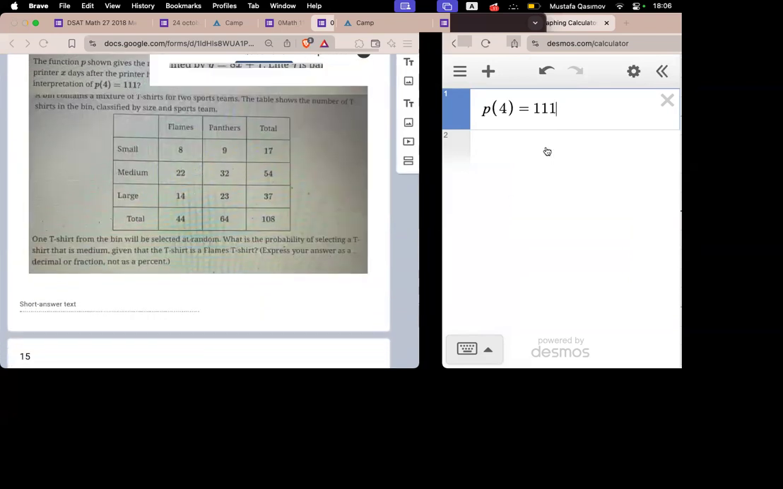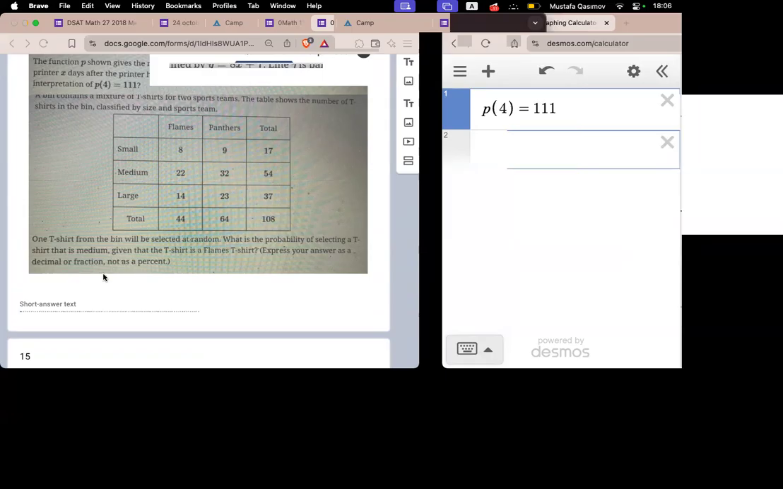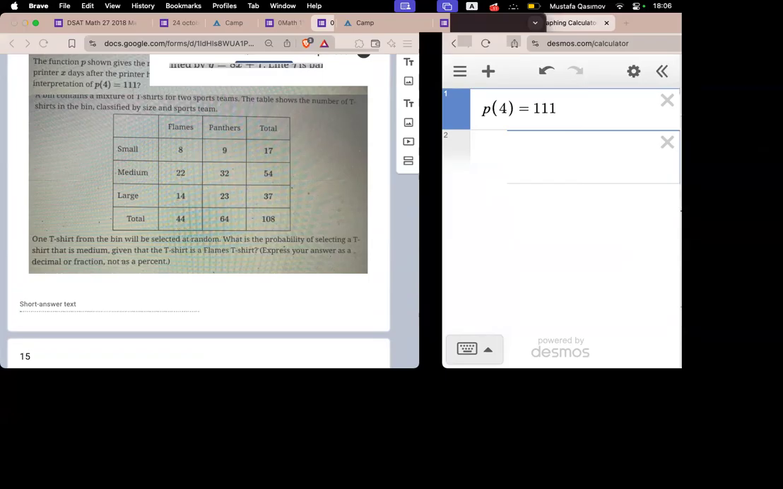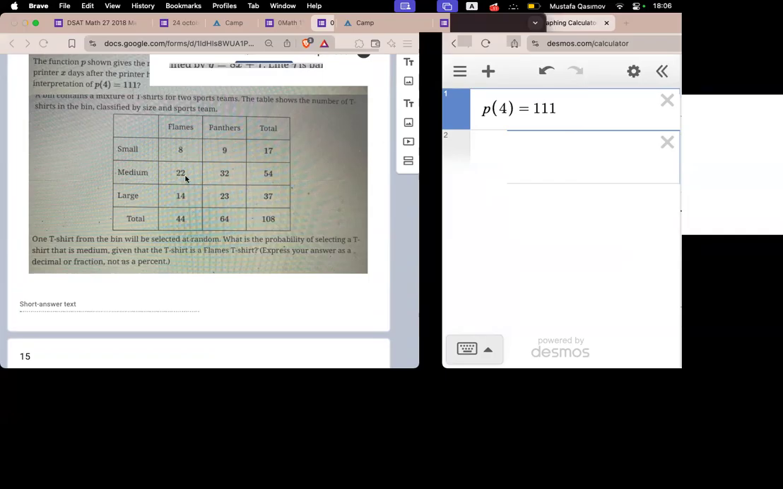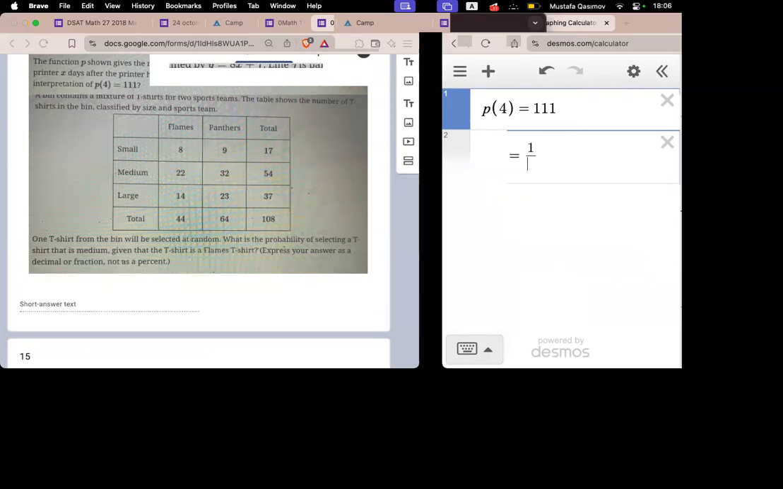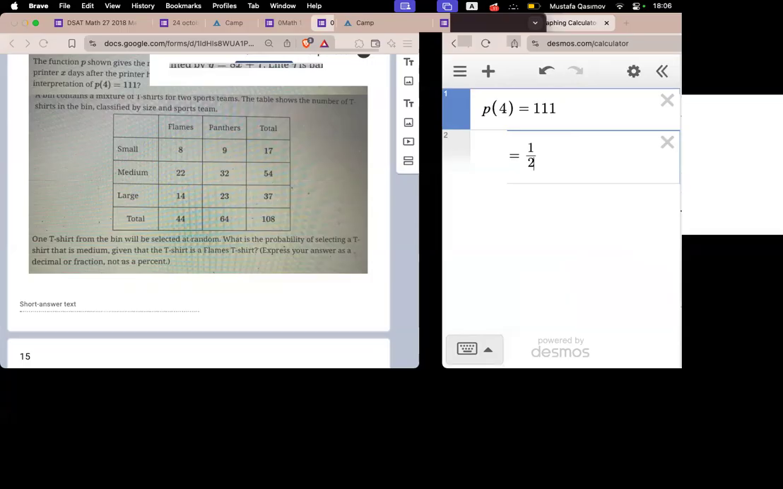14. When we have the phrase given that, first you have to read what comes after given that. And after given that, it says the t-shirt is a flames t-shirt. So if this is a flames t-shirt, it will be 44. And out of 44, how many of them are medium? It is 22. And you must write 1/2 here. Don't write 22/44. It's not correct.